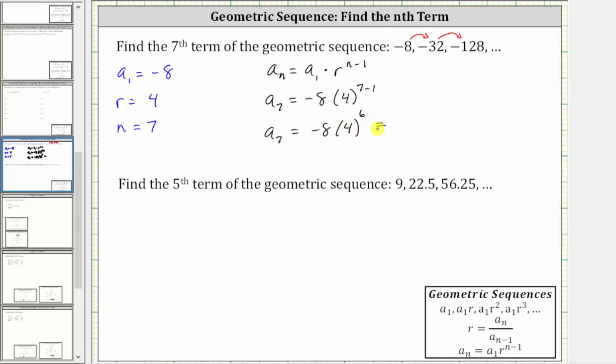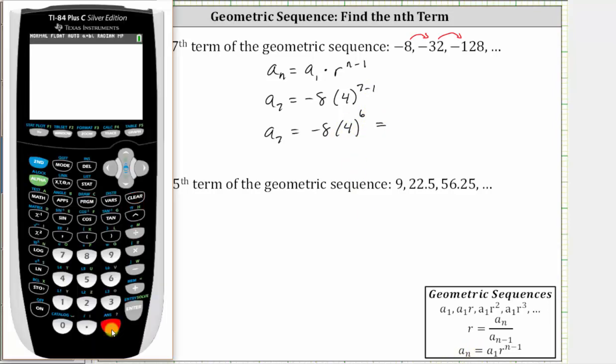And now we'll go to the calculator. -8 times 4 raised to the power of 6 is -32,768.